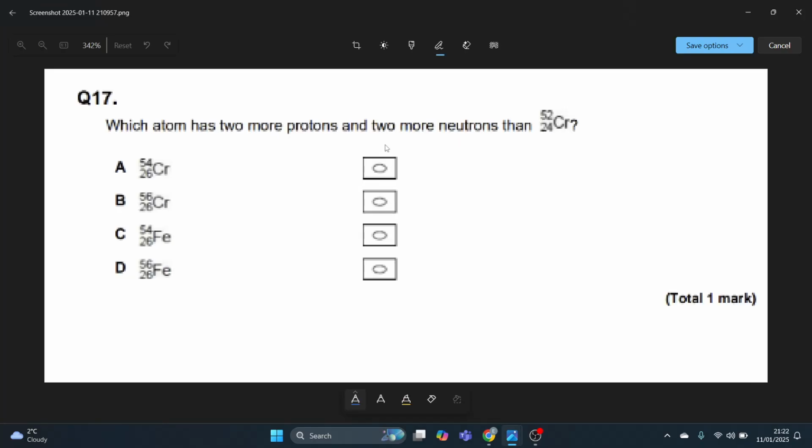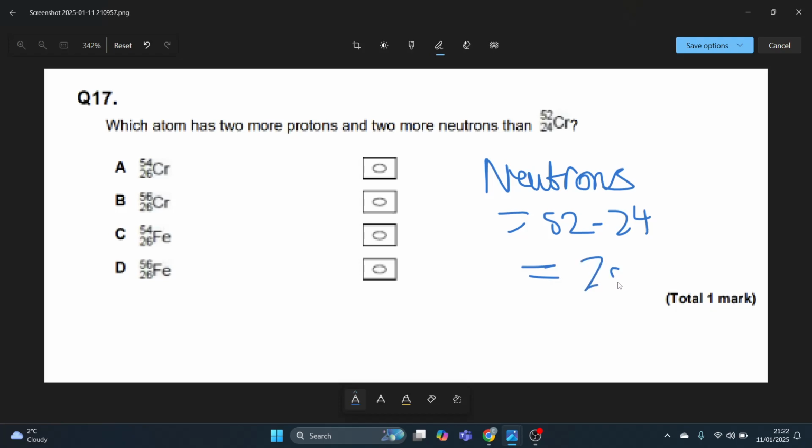Question 17. Which atom has 2 more protons and 2 more neutrons than that? So first thing I would do is calculate the number of neutrons of 52 24 Cr. Just do 52 minus 24, top number minus bottom number. That's how you calculate neutrons. 2 more neutrons, therefore this atom must have 30 neutrons, because 28 plus 2 is 30. But it also has 2 more protons. Well, that's got 24, therefore the bottom number must be 26. But I need 30 neutrons, therefore the top number must be 26 plus 30, which is 56.